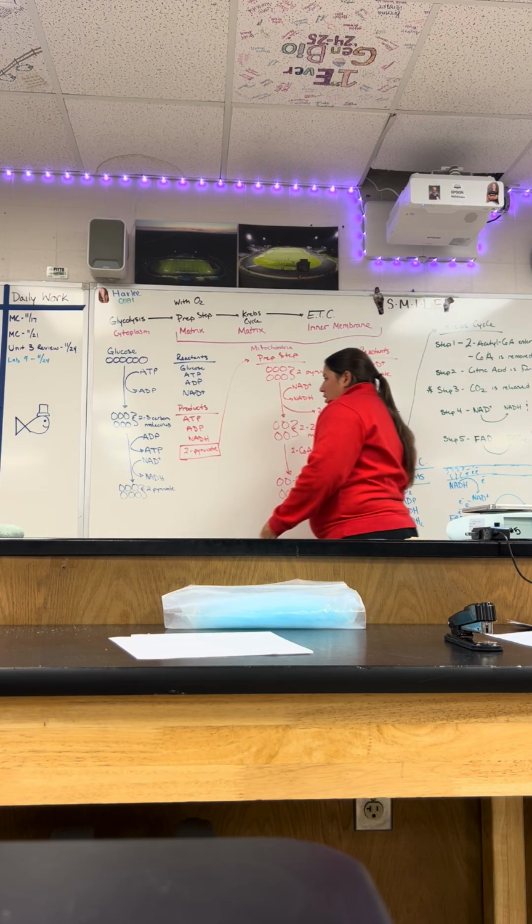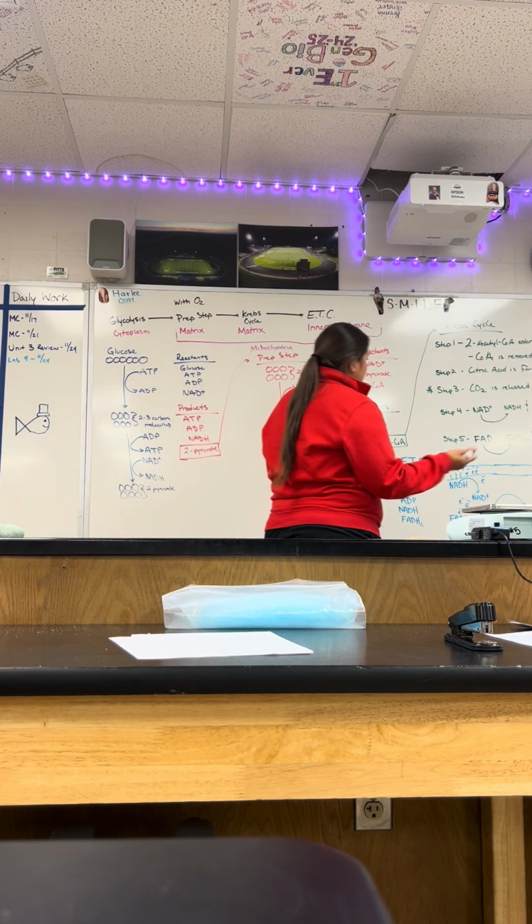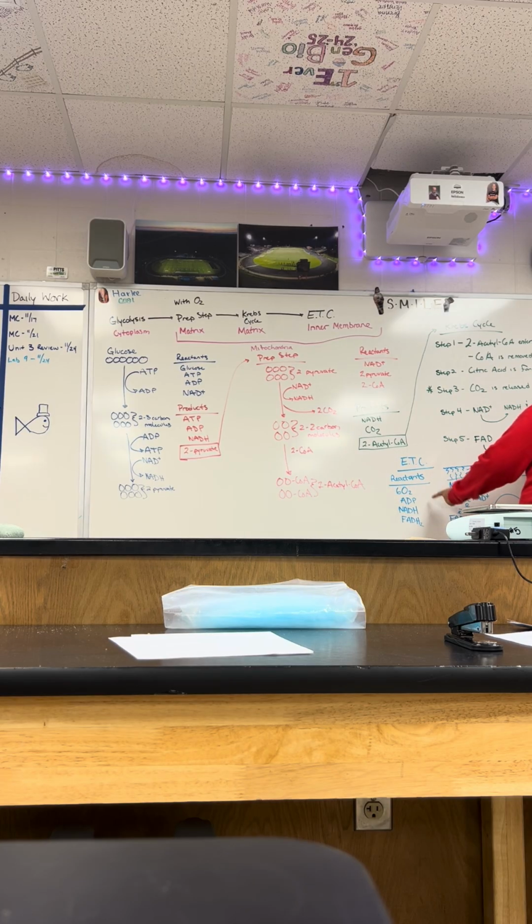So the bulk of our products, which I am throwing over here in this color, is ATP. That's the biggest thing right now, 32 to 36 ATP. That is huge, okay? Like, that is the reason for our powerhouse. Remember that. We also made water. We also made the byproducts, FAD, NAD.